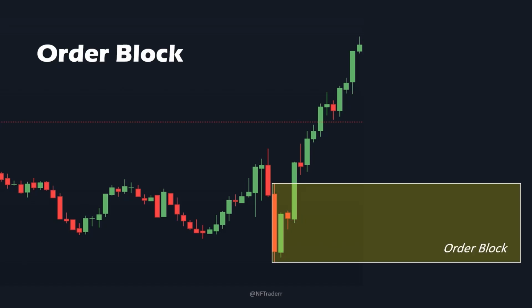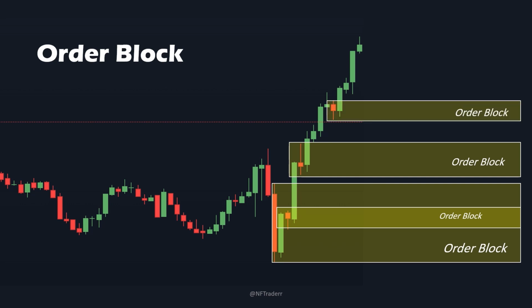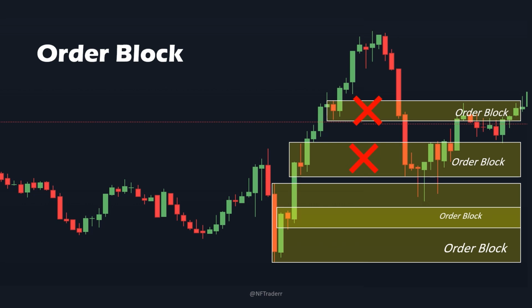Today, we're diving into the order blocks. Order blocks are considered interesting areas to execute trading opportunities, but do you know why some of the order blocks work perfectly fine while others get ignored by the market? To answer this question, please stay with me.